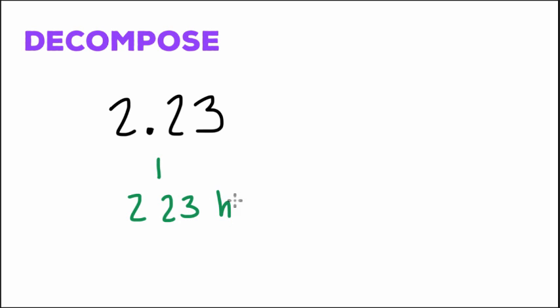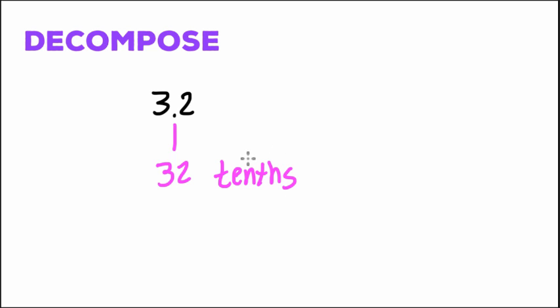And I'm going to show you why it's easier to work with. So this would be 223 hundredths. It would be equal to the same thing, right? And the same thing goes with, for instance, 3.2. This could be 3 ones and 2 tenths, or we can just call it 32 tenths. Okay, so that's how we would decompose a number or break down a number. That's decomposition, right?